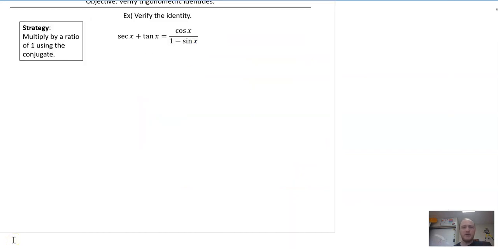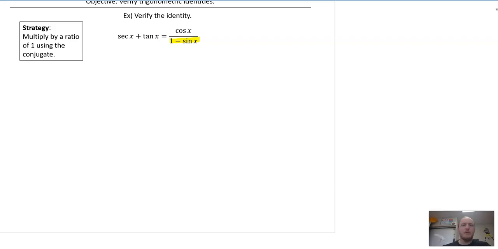All right, here is our final example, and in this example, we are asked to verify that secant of x plus tangent of x is equal to cosine of x over 1 minus sine of x. I hope you notice in the denominator we have 1 minus sine of x, and whenever you have a problem like this, that screams conjugate. 1 minus a trig function, which is linear. If it was squared, you could do the Pythagorean identity right away.